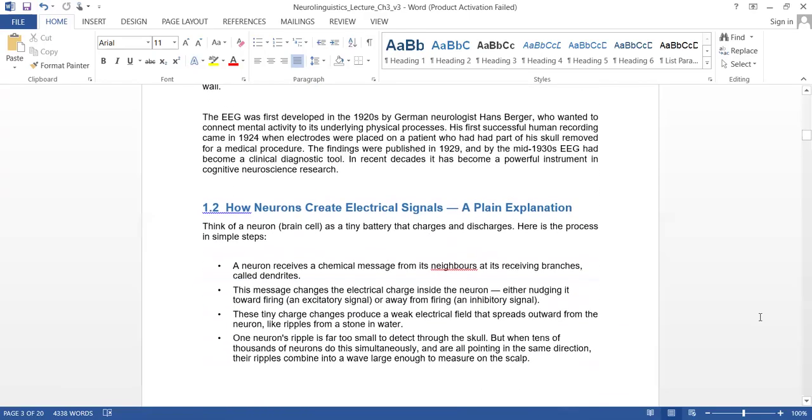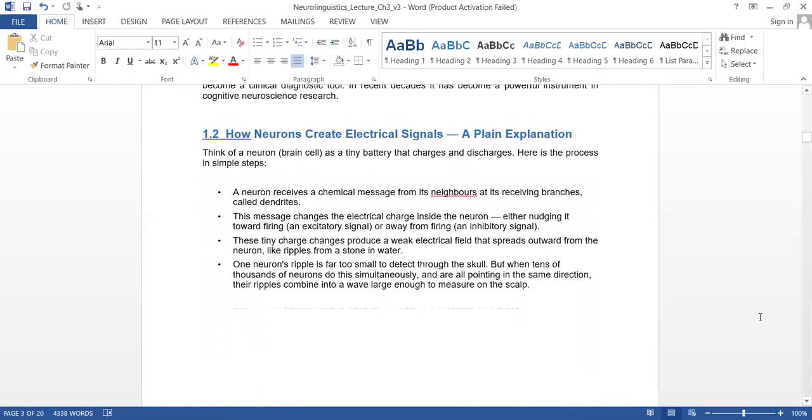Okay. How neurons create electrical signals, a plain explanation. Think of a neuron, a brain cell, as a tiny battery that charges and discharges. Here is the process in simple steps. The neuron receives a chemical message from its neighbors in its receiving branches, dendrites. Dendrites, you can look at the picture in the book Language in Mind to understand what they are, because I don't want to get into that; we covered it in that chapter. So you already know that these are the connectors.